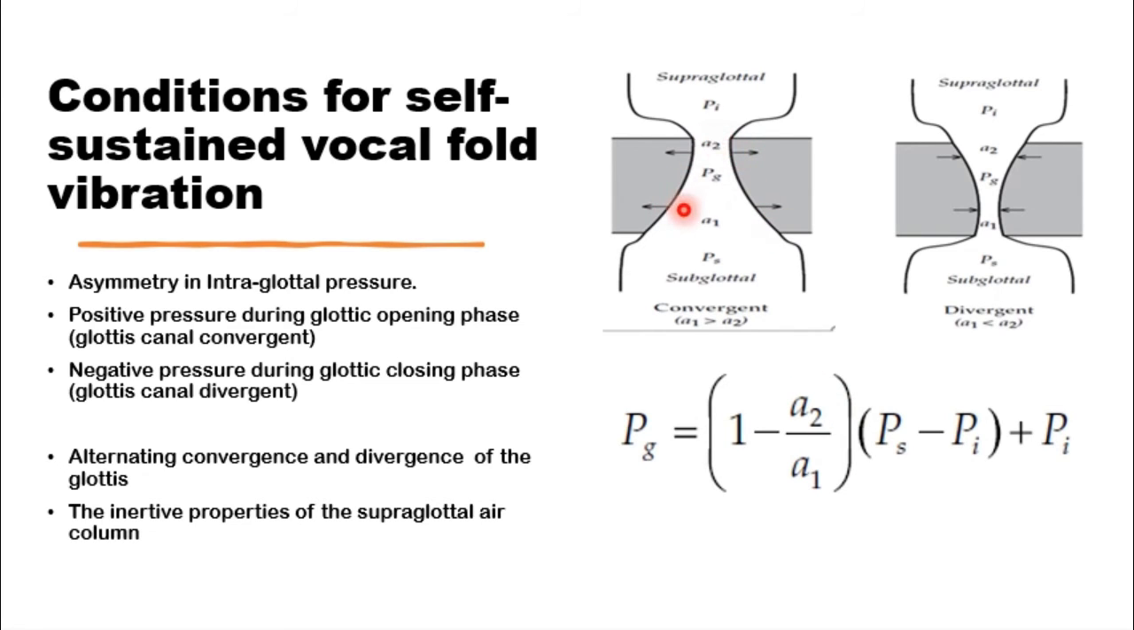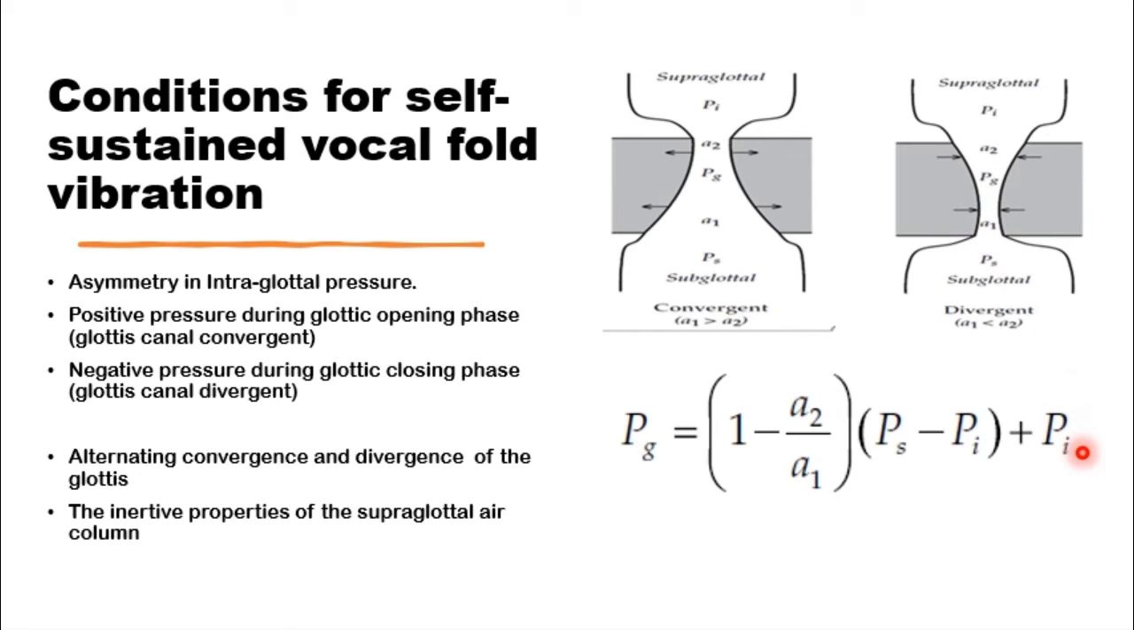If you have a convergent glottis, like in the opening phase, with a larger entry, this is A1, the surface area of the entry into the canal, and A2, the surface area of the exit of the canal. If this is the case, this fraction will be smaller than 1, and you will have positive pressure in the canal. If it is the reverse, when you have a larger A2 than A1, then this factor would be negative and you would have negative pressure in the canal.